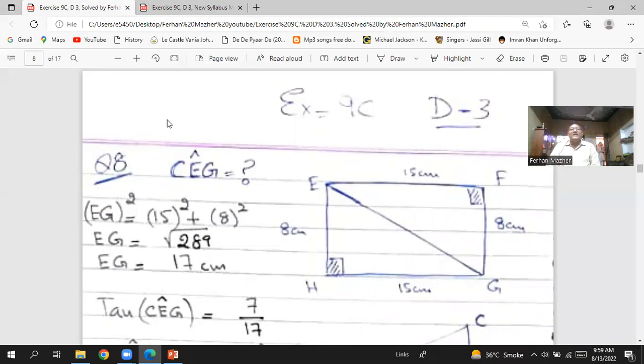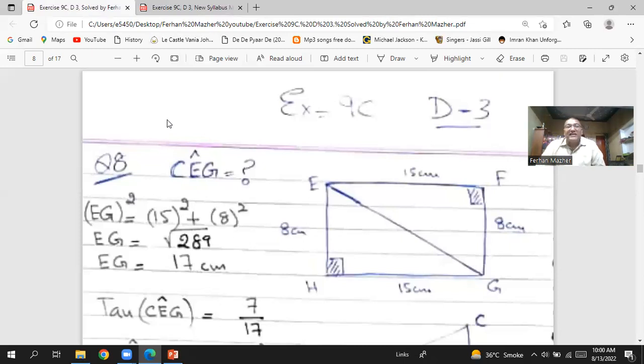EHG is a right angle triangle. So EG square is equal to 15 square plus 8 square. 15 square plus 8 square is 289. So take the square root of 289. So EG will be equal to 17 centimeter. So this is how we can find the EG.